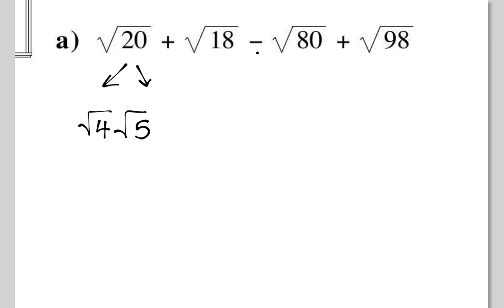Hey guys, you with me? How do you guys feel about these first two? Not too bad? They're pretty small numbers, 20 and 18. You should probably know those factors.